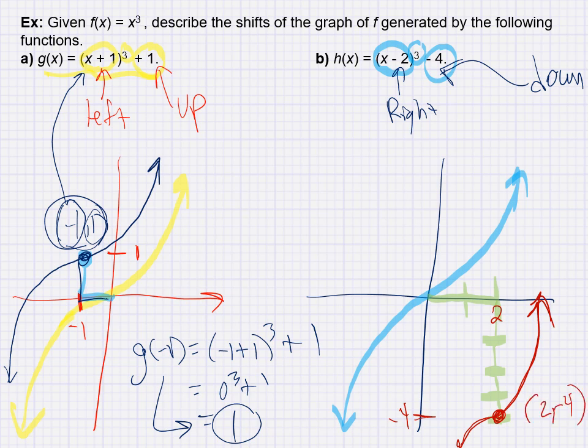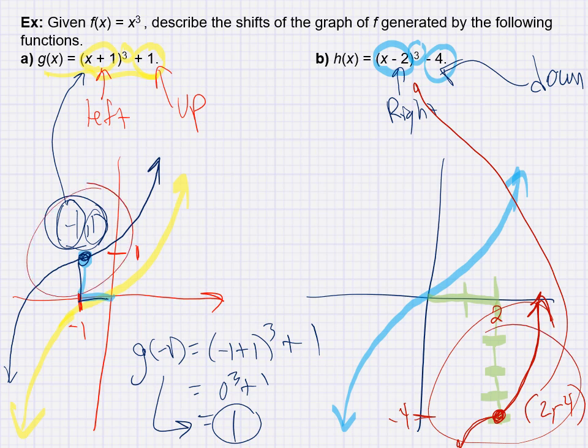And if I were to plug 2 into this function, I would get -4 as an answer out. But that would be the new graph. So this is my new graph for this transformed version of this cube.